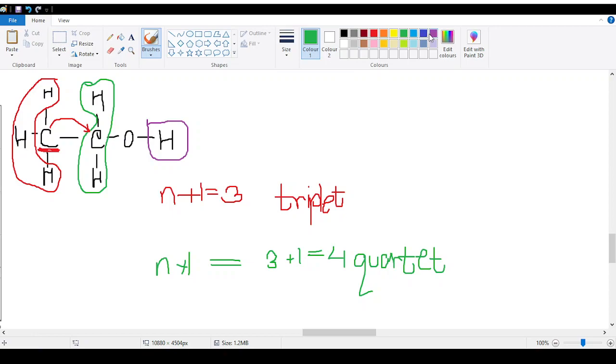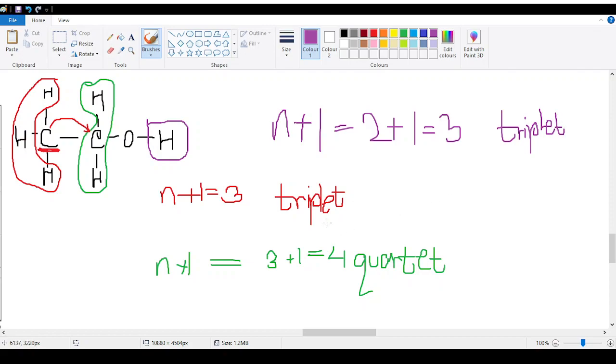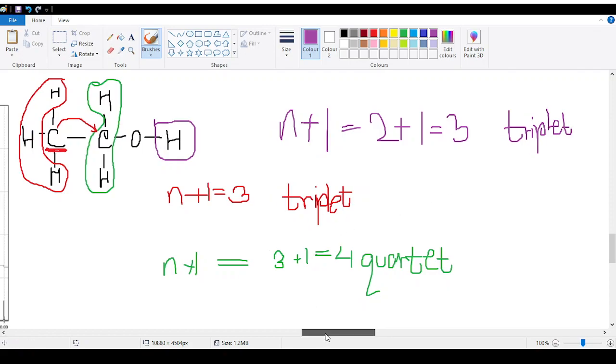And finally, you have the purple hydrogen. For the purple hydrogen, the neighbor has two hydrogens. So that's two plus one, that's three. So this will be a triplet as well. So we can expect one quartet and two triplets.